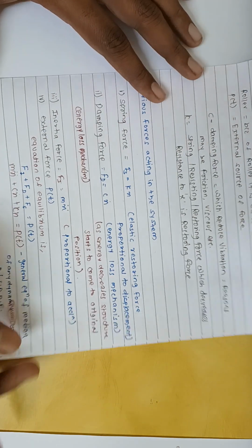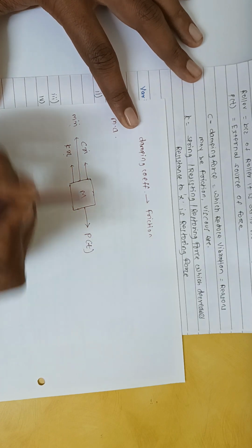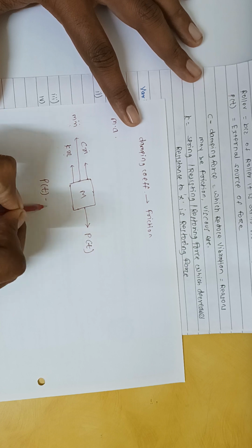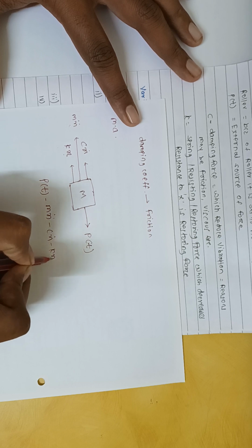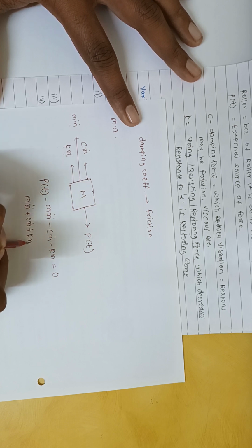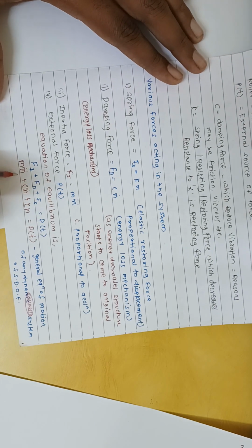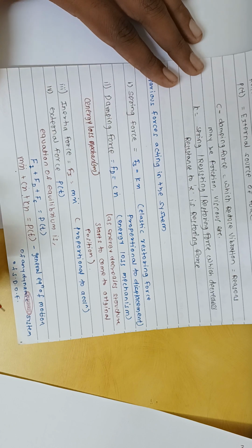So if you write the equation of equilibrium, right side positive, left side negative. P(t) minus Mx double dot minus Cx dot minus Kx is equal to 0. So we can rearrange the terms. Mx double dot plus Cx dot plus Kx is equal to P(t). That is the general equation of motion of any dynamic system for a single degree of freedom system.